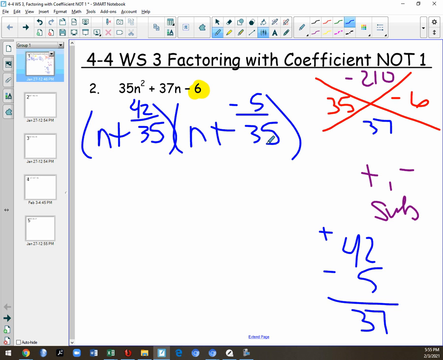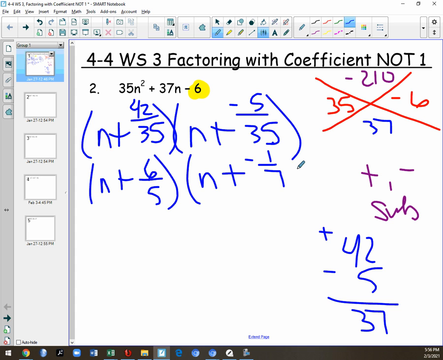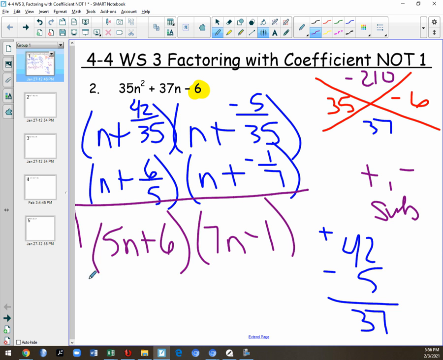Now, in your calculator, simply take 42 and divide it by 35, and you're going to get 6/5. And then 5 divided by 35, you are going to get 1/7. Okay? So we're going to go ahead and put that 5 in front of the n, and put the 7 in front of the n here, and then you are done. Okay?